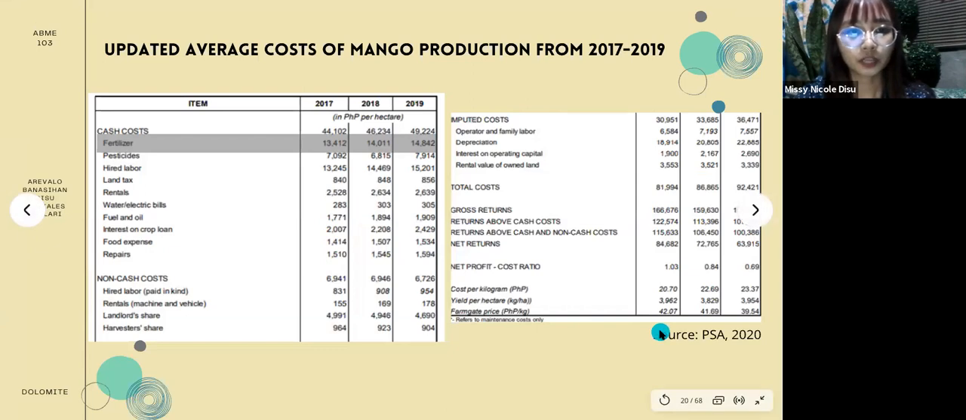Moreover, the major input used in mango production is fertilizer. As we can see in the table, approximately 30% of the total cash cost is contributed by the cost of fertilizer. Urea is one of the most common fertilizers used in mango production.